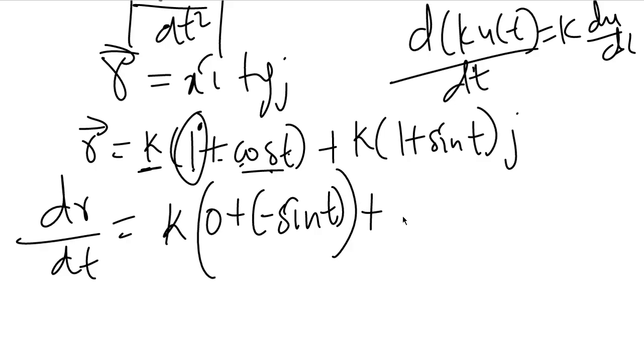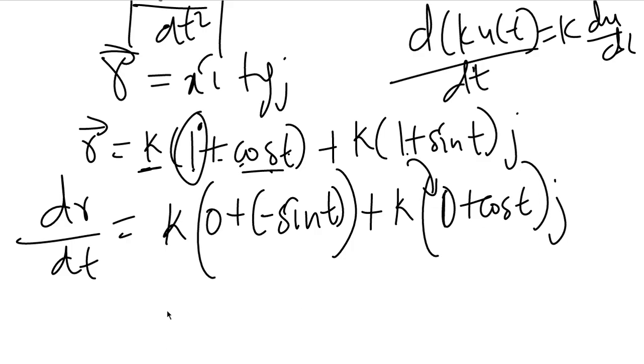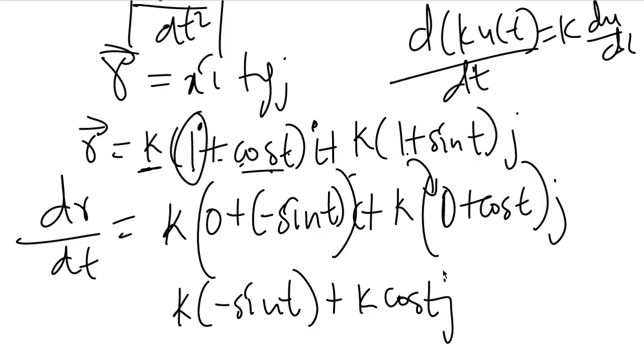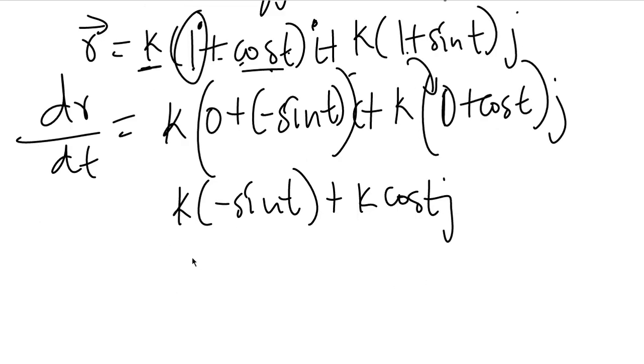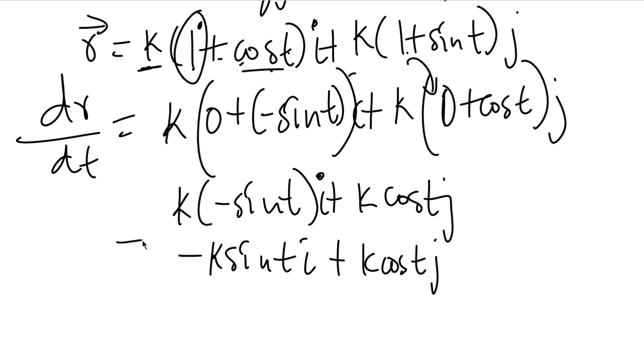Then, taking out the constant, if you differentiate 1 plus sin t, the derivative of 1 is 0, and the derivative of sin t is cos t, with the j. Remember the first term has an i. So that is k into negative sin t plus k cos t j. k into negative sin t is the same as negative k sin t i, and then plus k cos t j, and this is dr over dt.